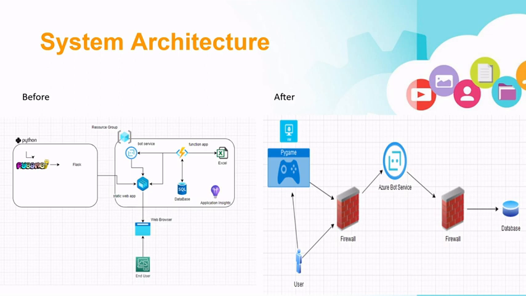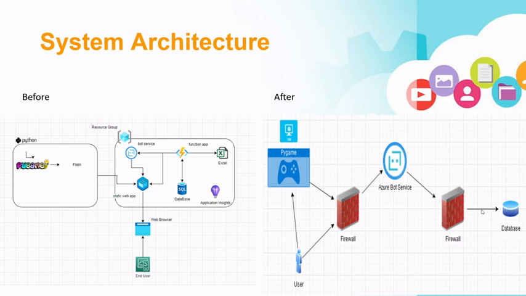As we see, this is the system architecture. First, the Python game will connect to the Azure Bot Service. When the bot service gets inputs, the inputs will be sent to the database to check the answer. After checking the input, we respond to the game to increase or deduct the score.